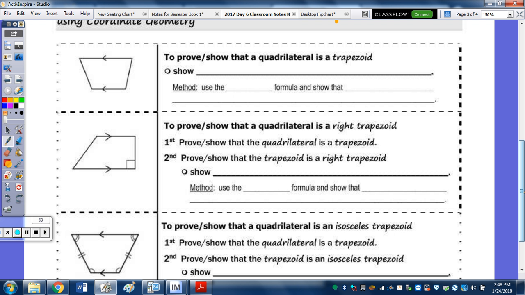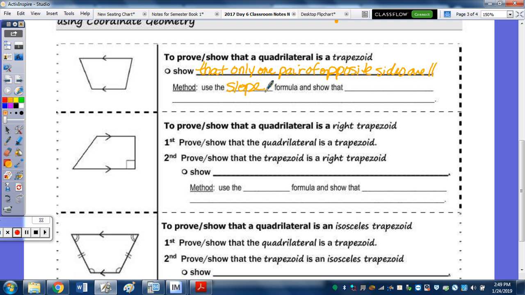So if you just want to start by showing it's a trapezoid using coordinate geometry, which formula would you use? What's the definition of a trapezoid? Only one pair of opposite sides are parallel. Two would be a parallelogram. So to show that only one pair of opposite sides are parallel is which formula? To show parallel, slope.